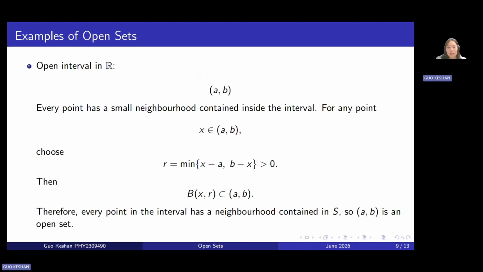Now let's look at a simple example. Consider the open interval AB. For any point inside the interval, we choose the radius as the minimum distance to the two endpoints. This guarantees that the neighborhood remains entirely inside the interval. Therefore, every point satisfies the definition of an open set. So interval AB is open.